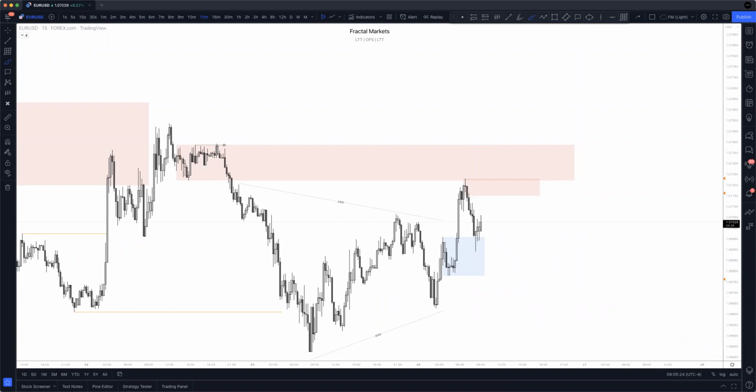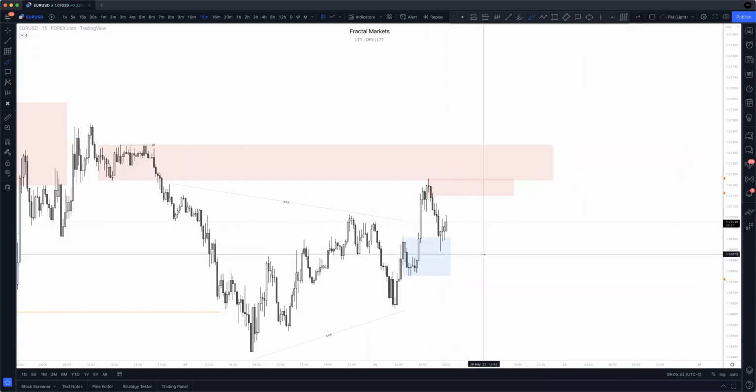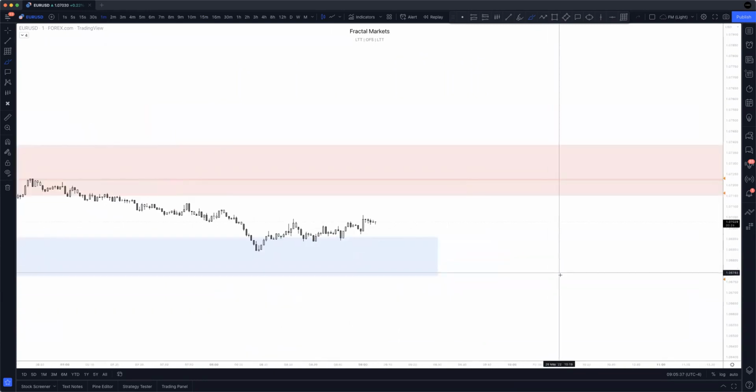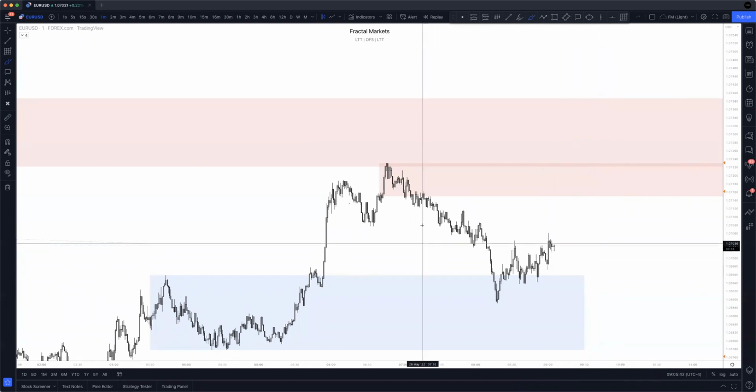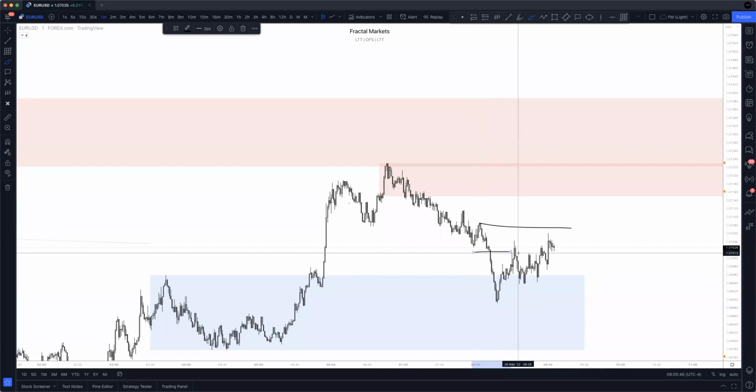Thoughts on the 4-hour supply above all of this? We had a 15-minute bullish CHoCH off of that. Would you be looking for a long? I mean, technically, you could. Yeah, you could have looked for a potential long. But see, we didn't get that 1-minute CHoCH. The CHoCH is here.